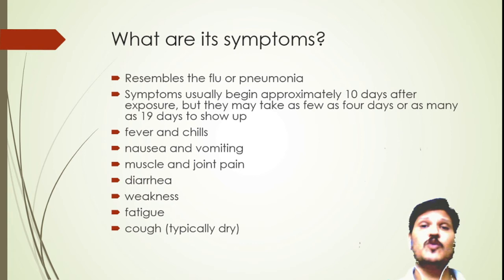What are its symptoms? It resembles flu or pneumonia. Symptoms usually begin approximately 10 days after exposure, but they may take as few as 4 days or as many as 19 days to show up. The normal incubation period is 10 days, but it may range. The symptoms include fever and chills, nausea and vomiting. Nausea means a tendency to vomit, and sometimes vomiting will be there. Then muscle and joint pain will be there. Diarrhea, weakness, fatigue, cough, typically a dry cough.